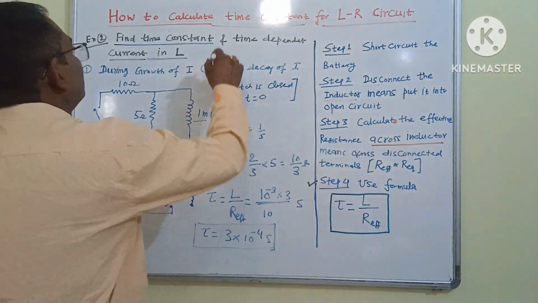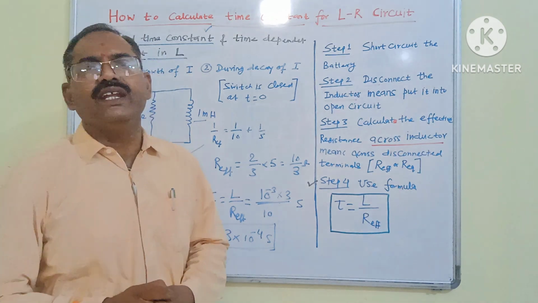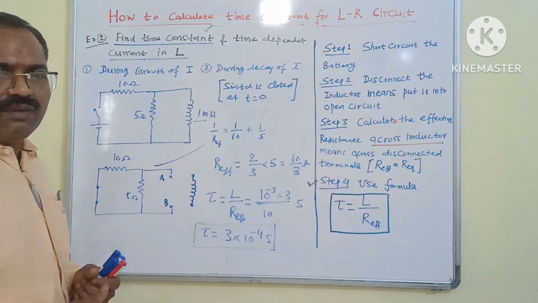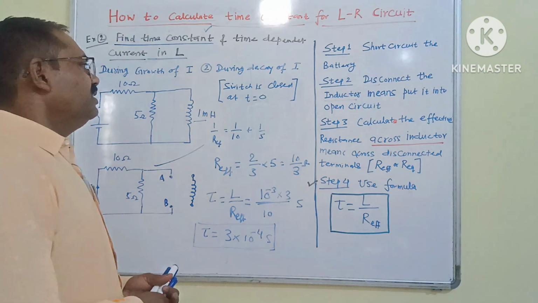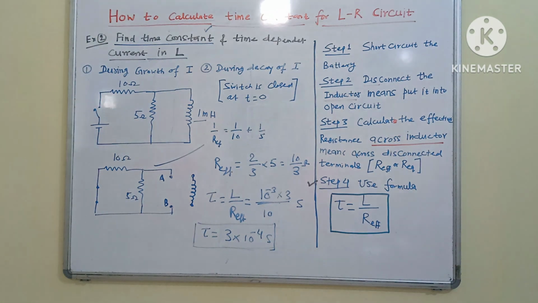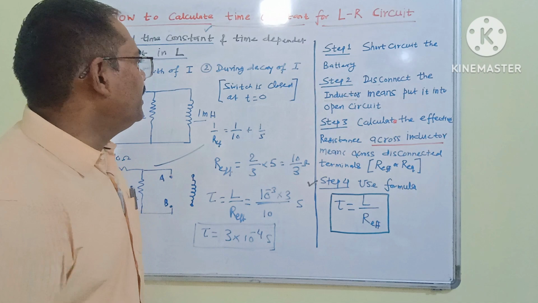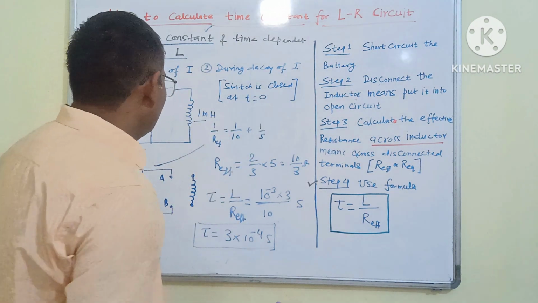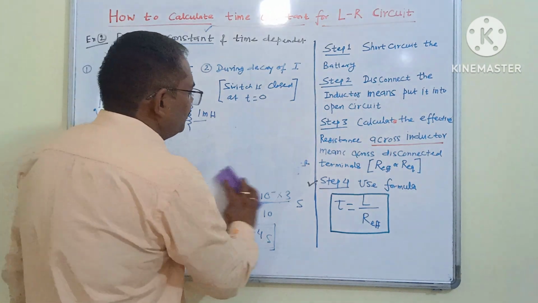So we have solved up to here. This is the first part. Now we will get an idea regarding the time dependent current for an LR circuit. How you can calculate time dependent current can also be calculated very easily, simple formula based question. Now we have to calculate time dependent current in L during growth of current and during decay of current. Then what further need to be done? I will show you.